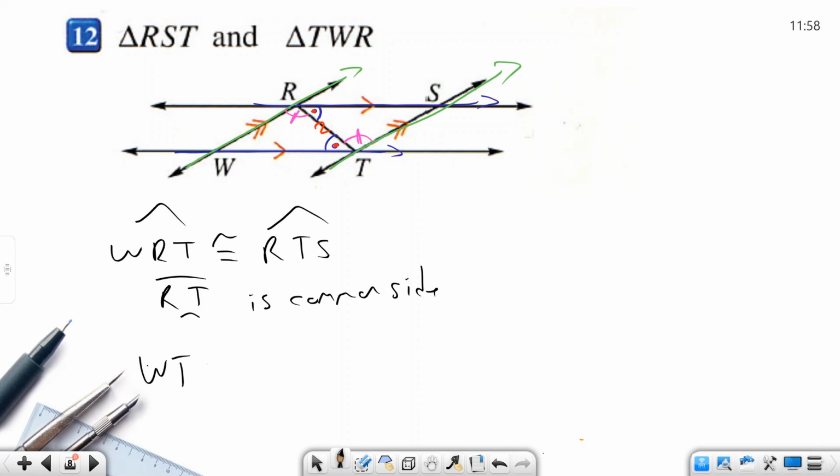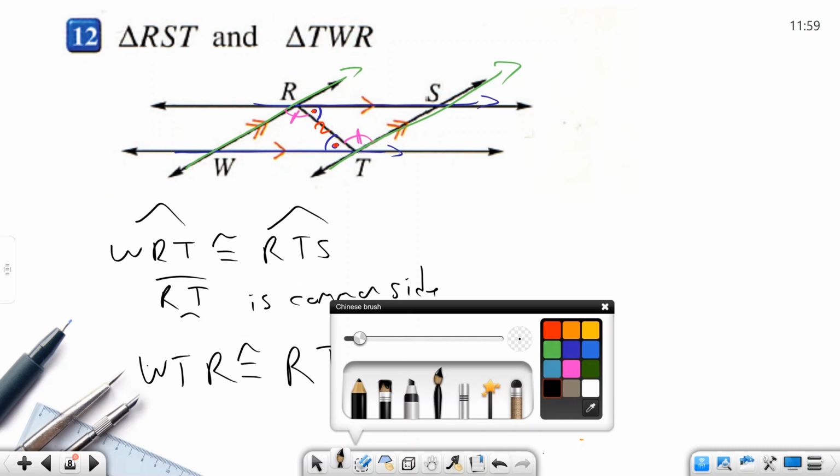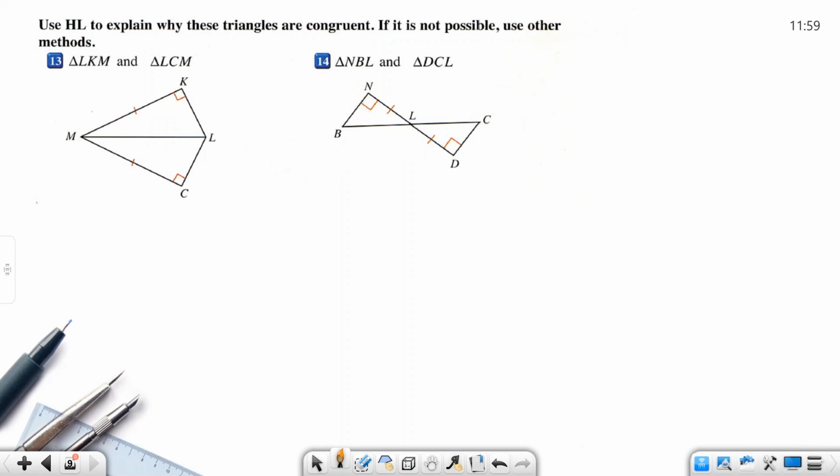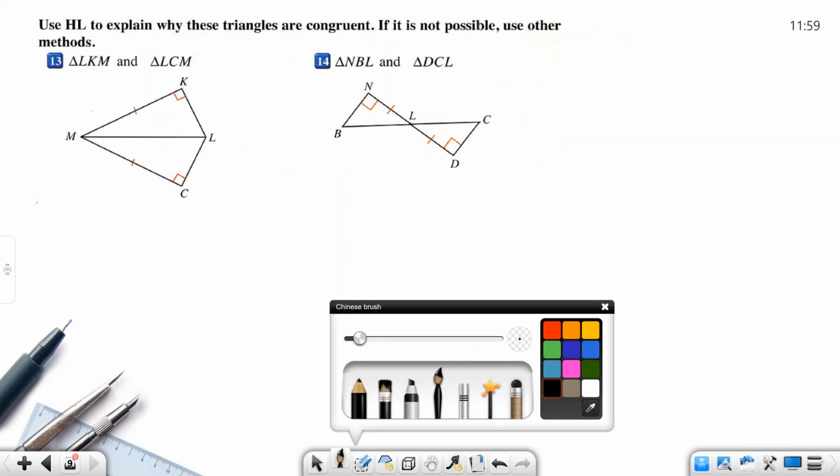WTR is congruent with RTS. So which one is WTR? That one. And this one is congruent. WTR, these are. The other angles are from the beginning. So angle, side, angle. Let's continue to the next question. So these are clearer than the other ones.